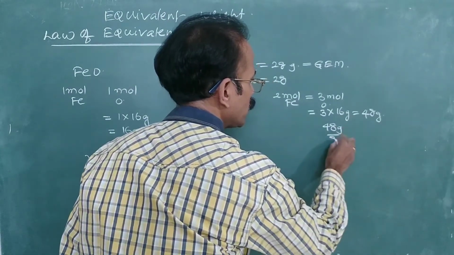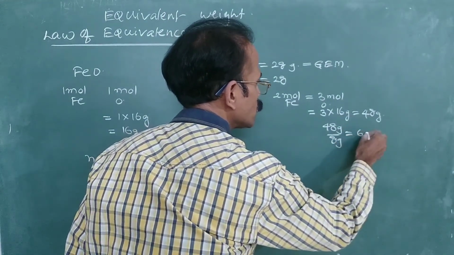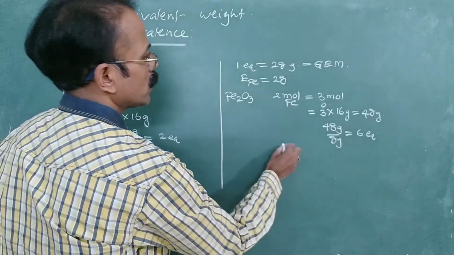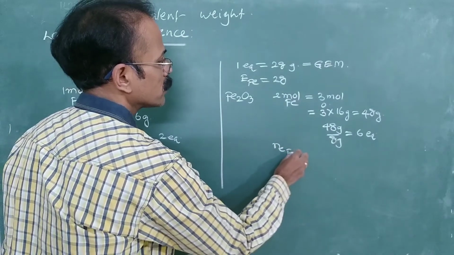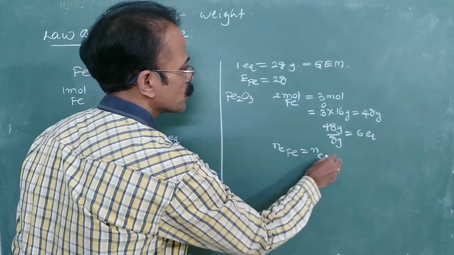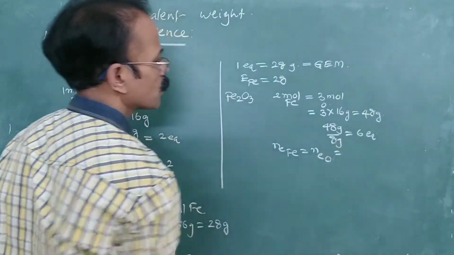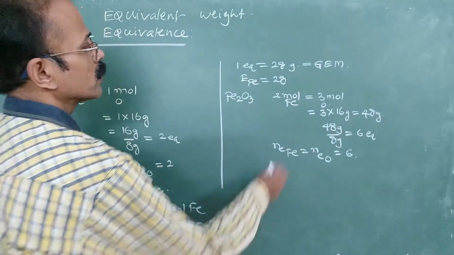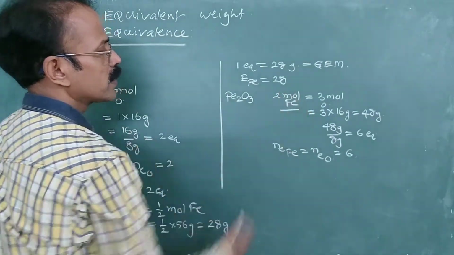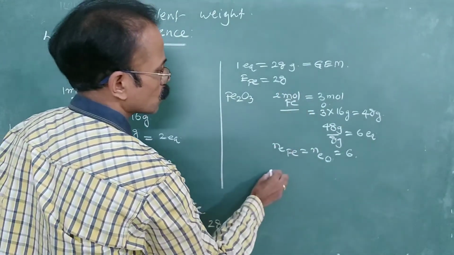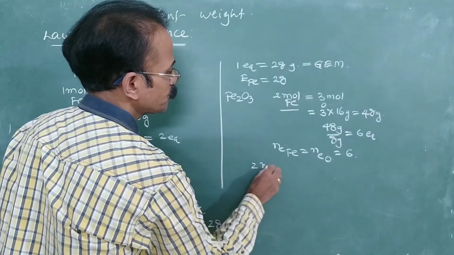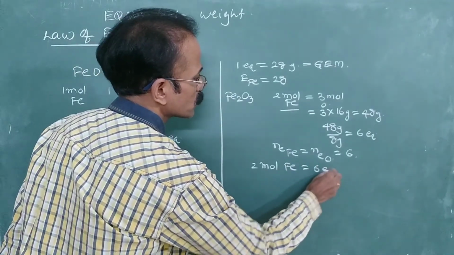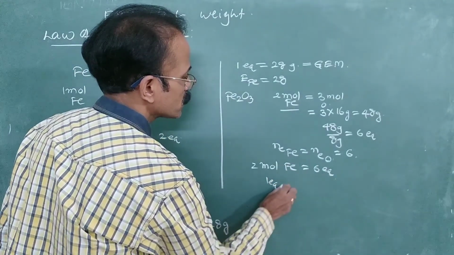48 divided by 8, so that is equal to 6 equivalents. So number of equivalents of iron is equal to number of equivalents of oxygen as per law of chemical equivalence, so that is equal to 6 now. On the left hand side 2 mole of iron are there. So 2 mole of iron is equal to 6 equivalents, or 1 equivalent is equal to what?